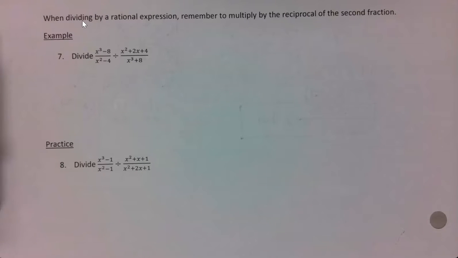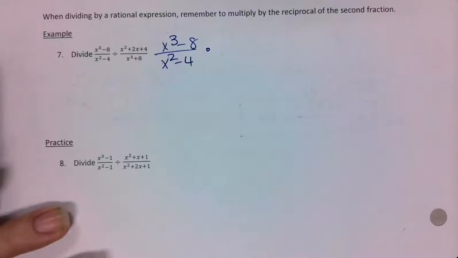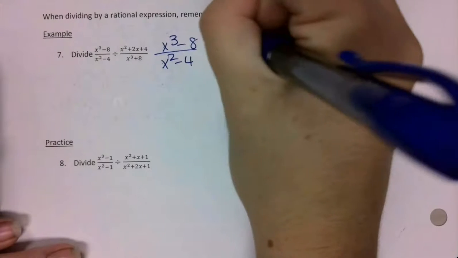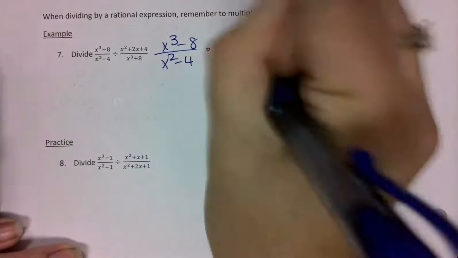Okay, so the last thing we're going to talk about is dividing polynomials. So it's like multiplying polynomials, except there's an extra step at the beginning where I multiply by the reciprocal. So basically I change the division into a multiplication, and then I flip the fraction. So I'm going to start off by doing that. My first fraction stays the same for now. Then I change my sign in the middle to multiplication, and I flip the fraction for the second one.